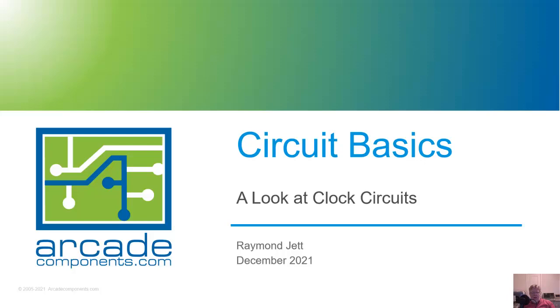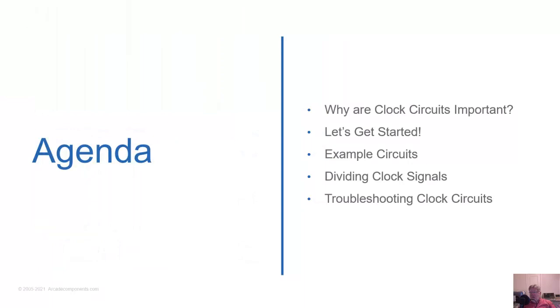So we're going to look at why clock circuits are important. We're going to dive right in. Then we're going to look at some example circuits. And then we're going to look at dividing clock signals, which is extremely important in systems where you don't have a dedicated video controller chip. And then we're going to look at some troubleshooting of those clock signals.